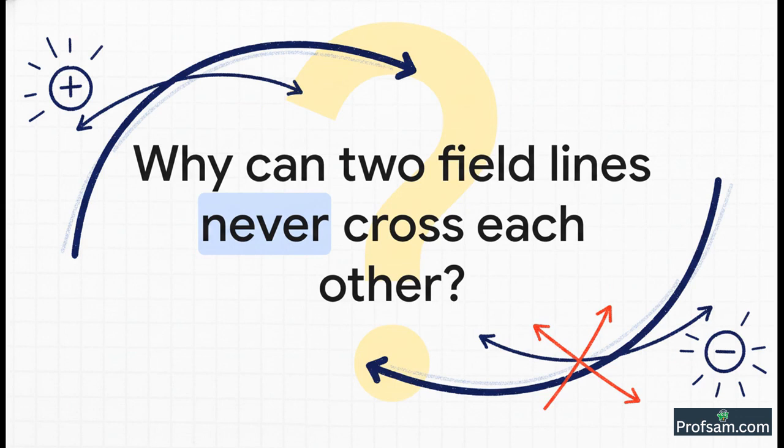Okay, now for a classic conceptual question. This is a favorite in exams, so pay close attention. Why can two field lines never, ever cross each other? Just think about it for a moment. Go back to the definition we learned about the tangent. What would it mean if they actually did cross at some point?